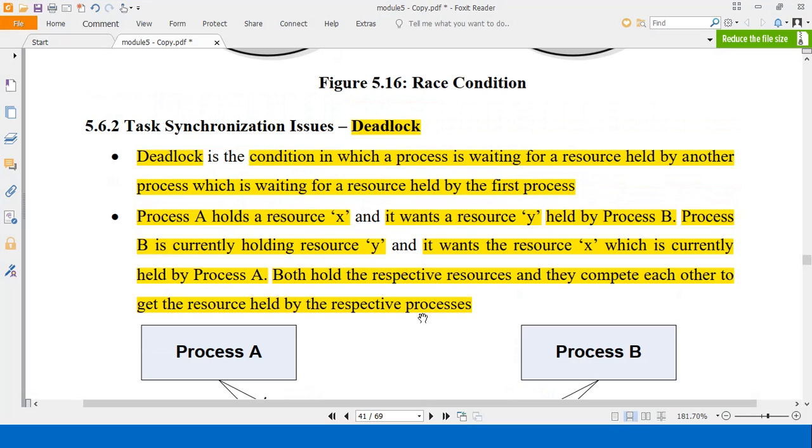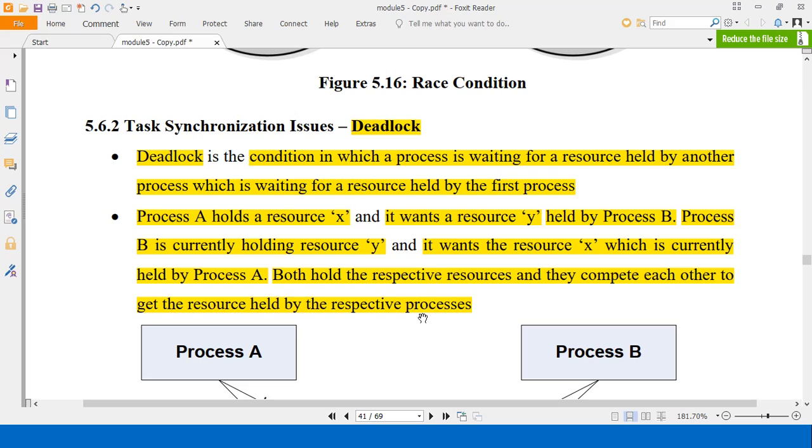So in the previous lecture, we discussed task synchronization and one of its issues, the racing condition. Now we shall discuss the next synchronization issue, that is, what happens if there is no task synchronization whenever resources are being shared. This is the second type of issue that may arise.